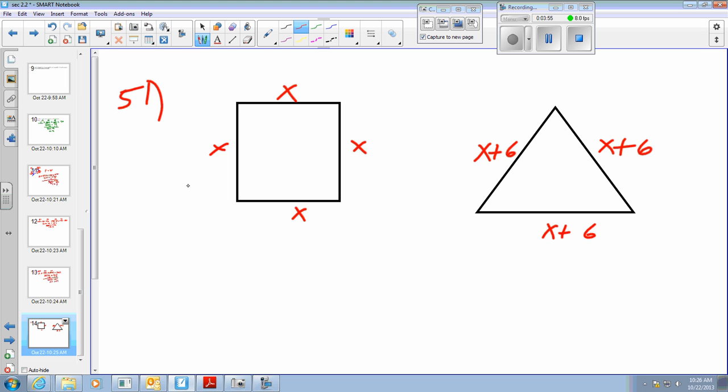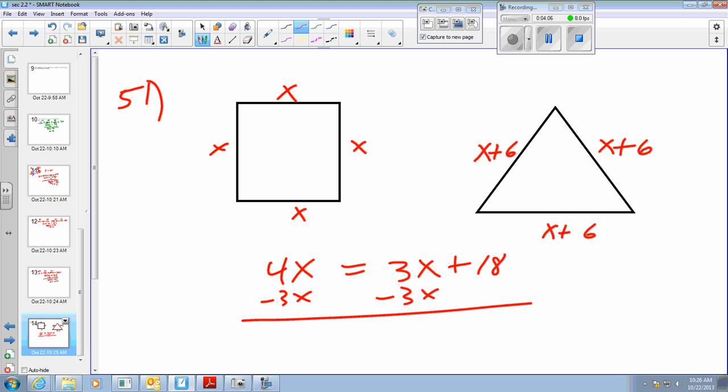So the perimeter of this one is 4x, which is equal to the perimeter of this one, which is 3x plus 18. Simplifying, I get x is equal to 18. So we know that this would be the side length of 18 centimeters on the square. The triangle, 18 plus 6, gives me 24 centimeters for each side of that one.